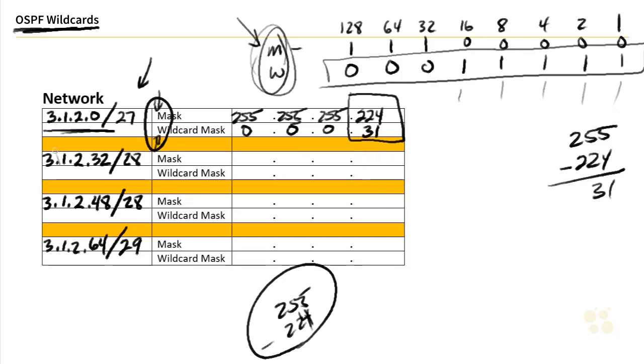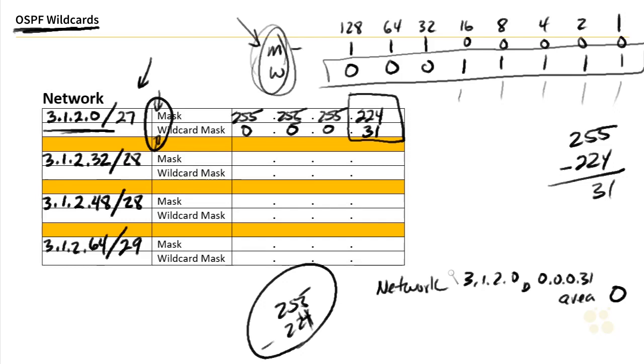If we're adding this network statement, we type in router ospf, our process ID, press enter. And then for our network statement, it would look something like this: network, we'd put in the network, there it is, 3.1.2.0, space, and our wildcard mask would be 0.0.0.31. And then we'd add our area number to include that network in that area. That's how it works.